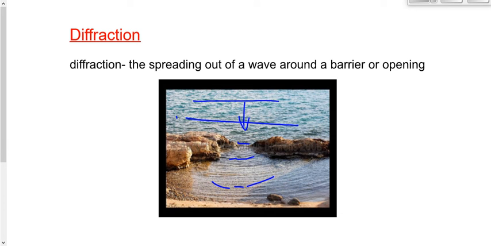Refraction is the bending of a wave, and that happens when a wave enters a new medium, changes speed, and therefore changes direction. But with diffraction, we don't have the wave changing direction. We've just got it spreading out, still going in a straight line, but spreading out as a result of that opening or going around that barrier.